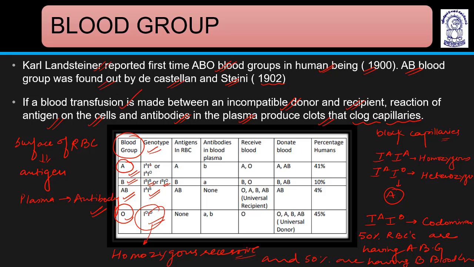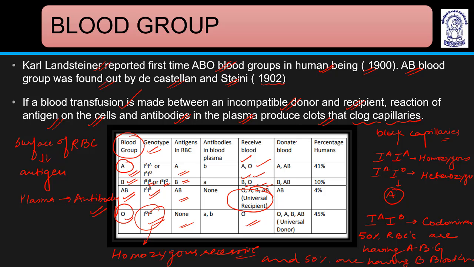Antigens in RBC: A, B, AB, none. So O blood group does not have any antigen. B blood group has only B, A has only A, and AB has both. A person with blood group A can receive blood from both A and O. O is a universal donor. B can receive from B and O. AB can receive from O, A, B, and AB. It is a universal recipient. And O can receive only from O.